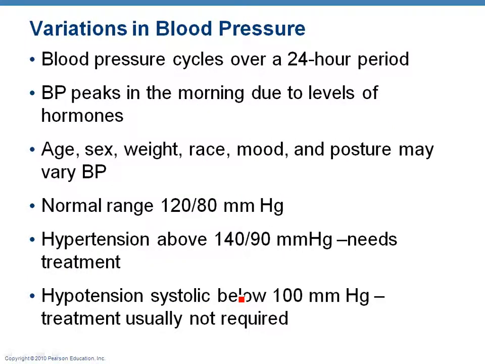Blood pressure will cycle throughout the day. In a 24-hour period, your blood pressure will cycle and go up and down all throughout the day. It is typically higher in the morning, and this is due to various hormone levels that you'll learn about when you talk about the endocrine system. If you're trying to monitor your blood pressure, they'll ask you to take it first thing when your feet first hit the floor. Take it first thing in the morning, take it in the afternoon, take it in the evening, and just kind of see what your daily range is, because it will fluctuate throughout the day.